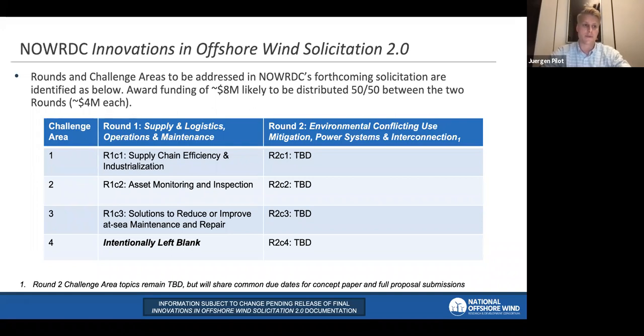Round 2, which will have proposal due dates in 2022, will take on environmental conflicting use mitigation and power systems and interconnection. As you can see, we have placeholders for up to 4 challenge areas that we'll continue to work to define based on the feedback we've collected to date and on our knowledge of other ongoing work in these topic areas. Updated solicitation documentation will be released later in 2021 with additional information on our round 2 topic areas.